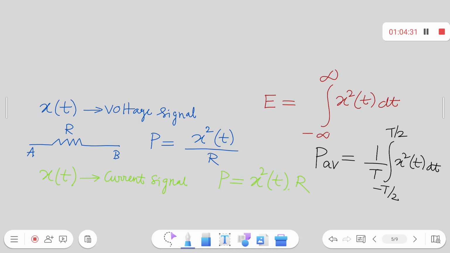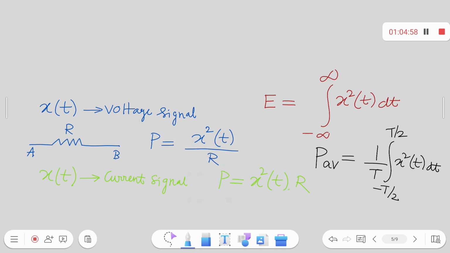And there are certain signals for whom the total energy is infinite, so that's why you require an alternative definition for energy. And that is in the form of the average power. And this average power will be finite. Even if the energy is infinite, the average power will be finite, and that is defined by 1 upon T integration over minus T by 2 to plus T by 2 x square t dt.